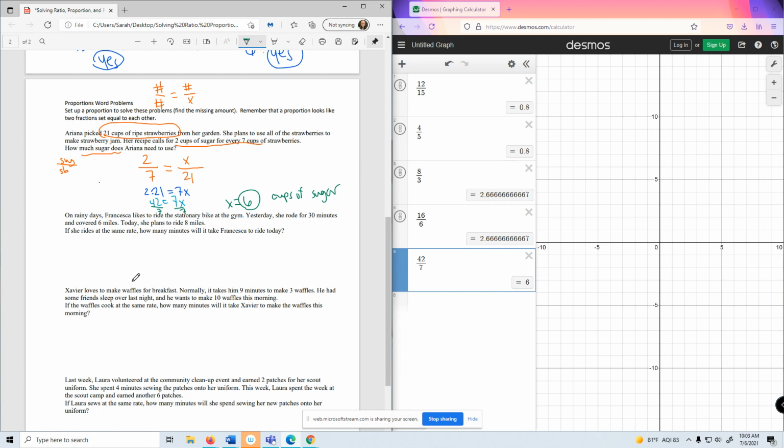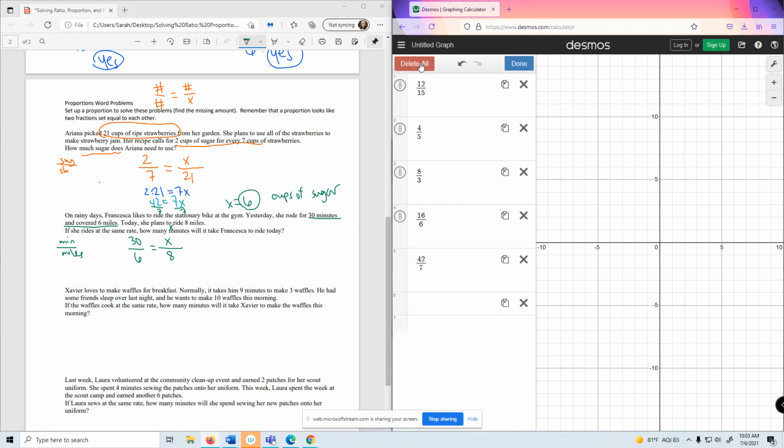Next one. On rainy days, Francesca likes to ride the stationary bike at the gym. Yesterday, she rode for 30 minutes and covered 6 miles. So we're thinking minutes to miles based on this sentence right here. So one of our fractions is going to be 30 minutes on top, 6 miles on the bottom. Today, she plans to ride 8 miles. We know miles go in the bottom of the fraction, so 8 is going to go in the bottom of the other fraction. If she rides at the same rate, how many minutes, since we don't know how many minutes, that's x, minutes go in the top of the fraction, will it take Francesca to ride today? So now we cross multiply.